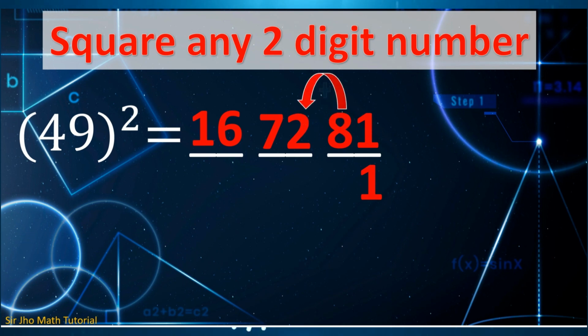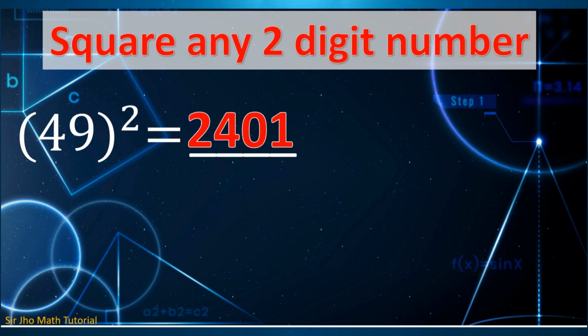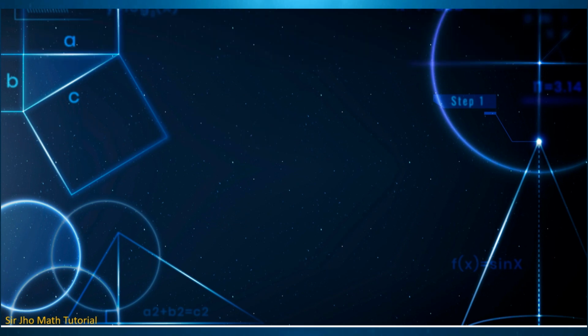Bring down 0. Then 7 becomes 8. Then 16 plus 8 is equal to 24. So 49 squared is 2401, and that's the final answer.